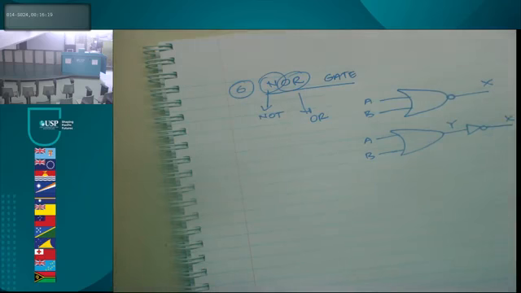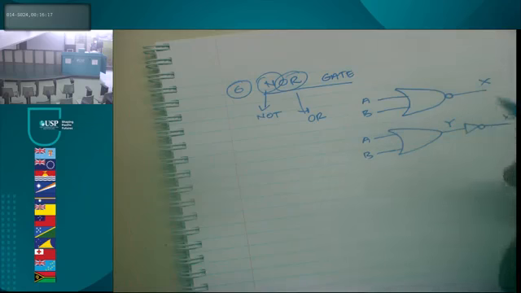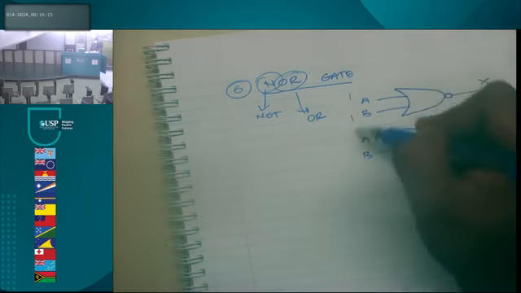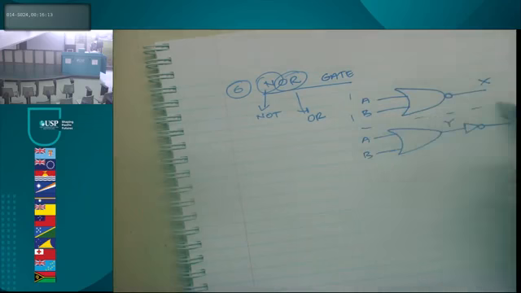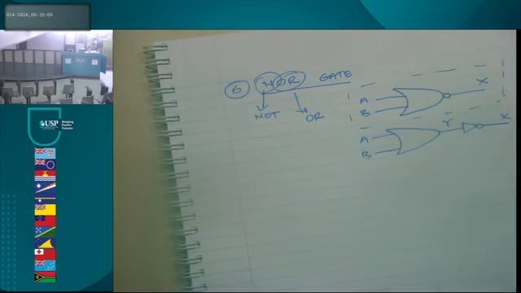Please keep in mind, if you get a question to show this symbol, try to show this one. You don't need this one. This one is much better. This one is just to understand, okay?